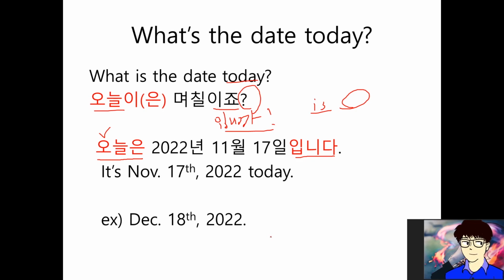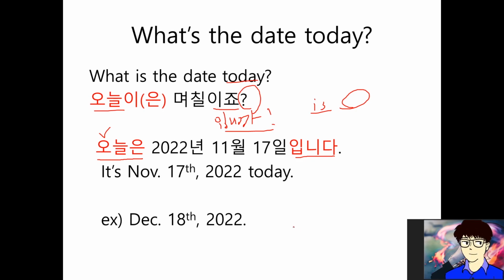오늘이 며칠이죠? Now it's your turn. Good. Repeat after me. 오늘은 2022년 12월 18일입니다. Good. A little bit quickly. 오늘은 2022년 12월 18일입니다. Good. You can understand me, right?